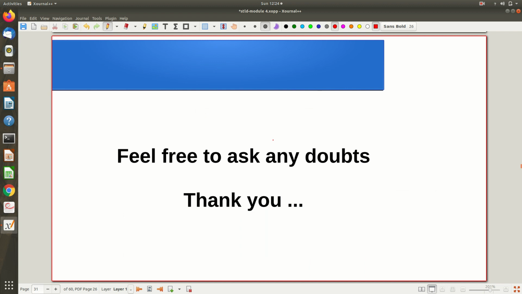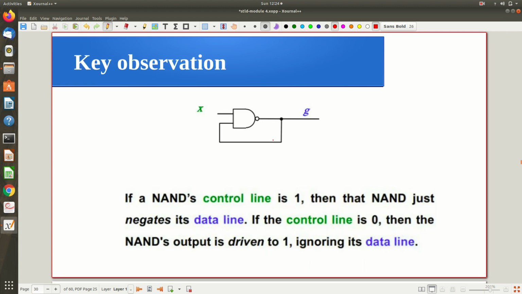Thanks for watching, and this is going to help you in the analysis of the actual latch implementation using NAND and NOR. This is just an intermediate video. We will continue the actual analysis of the latch circuit in the next video.